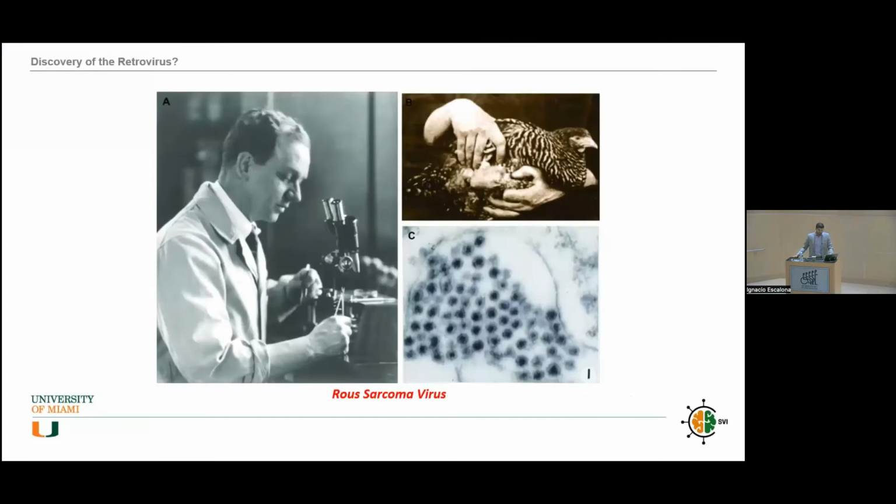This brings me back to a little history, which I think is quite fascinating. In 1920, Peyton Rous discovered the first retrovirus. This was avian, called Rous sarcoma virus. What he did was take tumors from chickens, grind them up in a blender, grab the supernatant, treat it with antibiotics, filter it so there are no cells in it, and then inject that supernatant into other chickens.